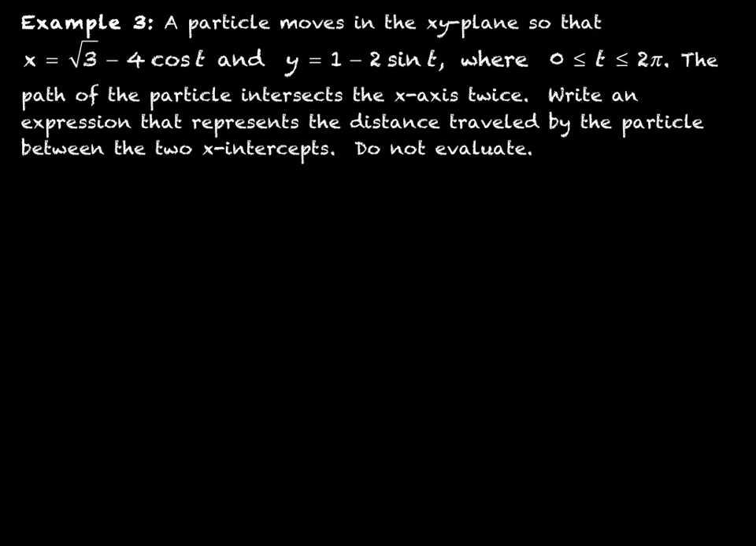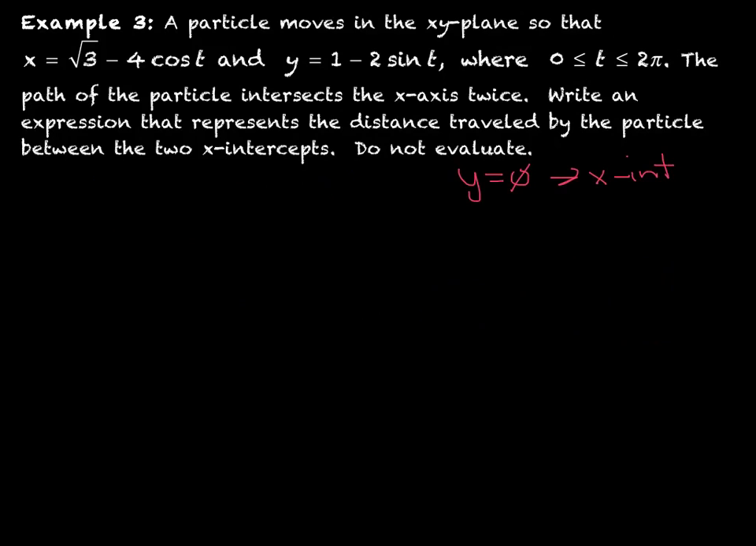All right, in this problem we are given the parametric equations for the position of the function x and y. And it says time is going to be between 0 and 2 pi. And the path of the particle intersects the x-axis twice, and so therefore we need to find the two x-intercepts. And so we know that an x-intercept occurs when y equals 0. All right, so that's when you'll have an x-intercept.